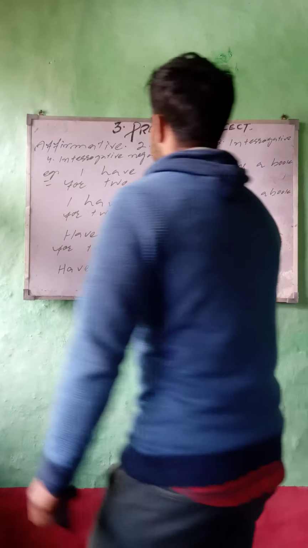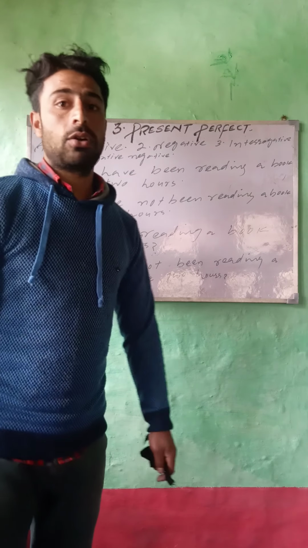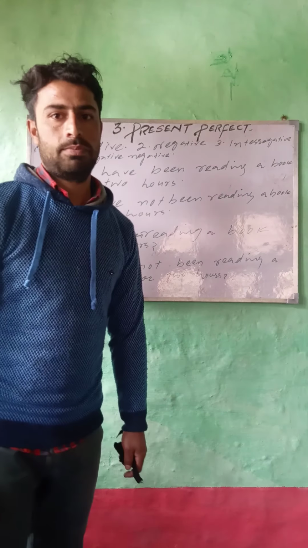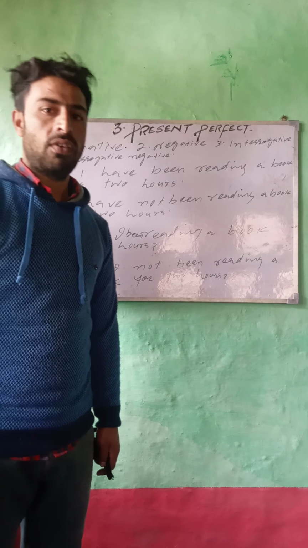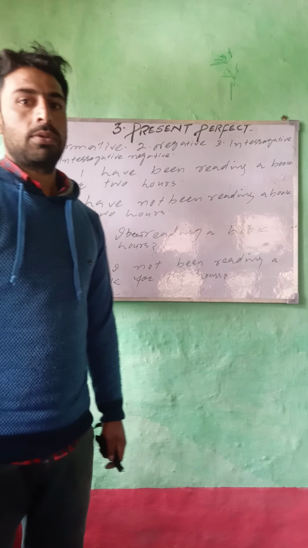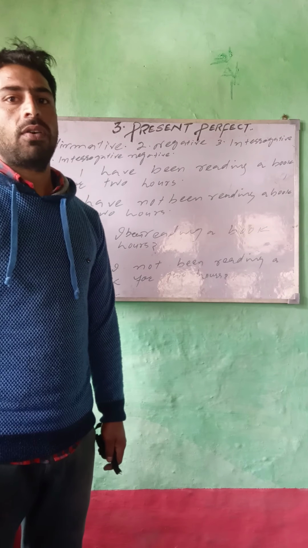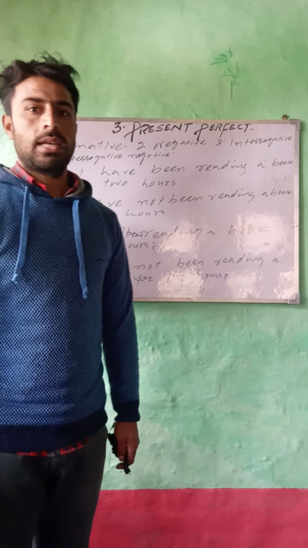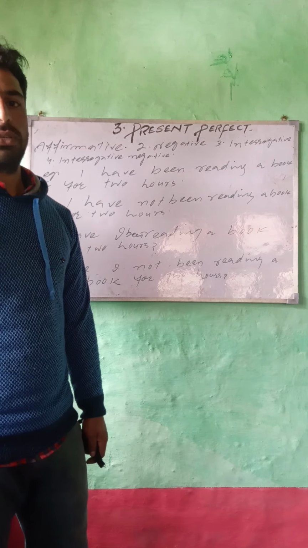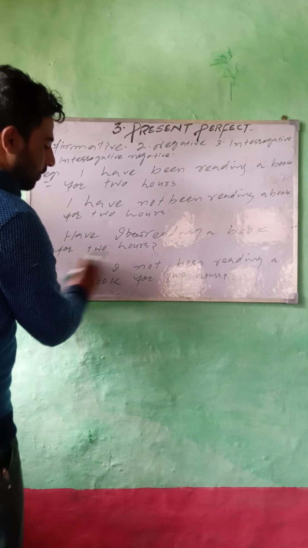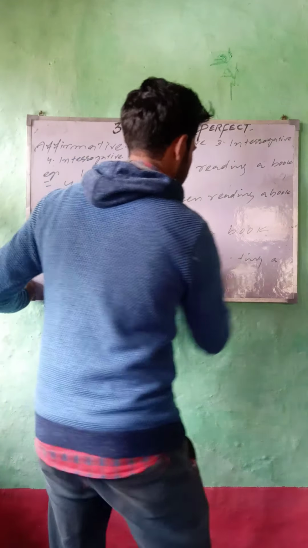Dear students, in present perfect continuous we use since and for. Since is used for period of time, for example since morning, since evening, and for is used for point of time, for example for 2 hours, for 1 week, and so on. Dear students, it was all about the present perfect and present perfect continuous.